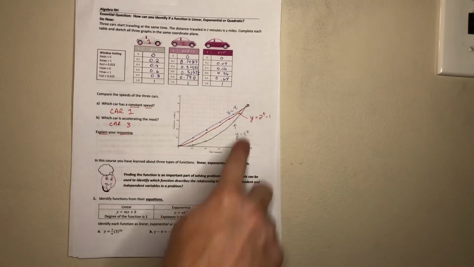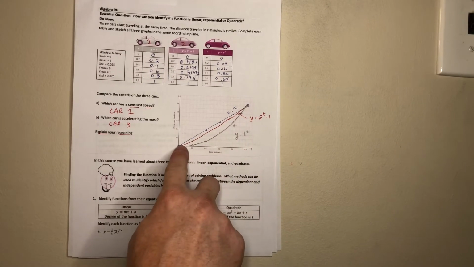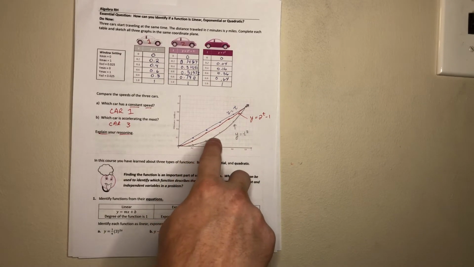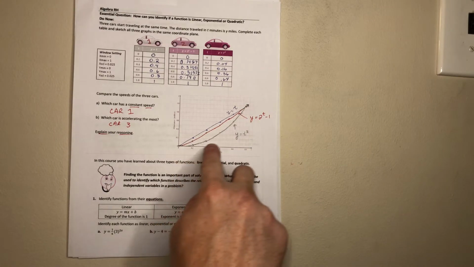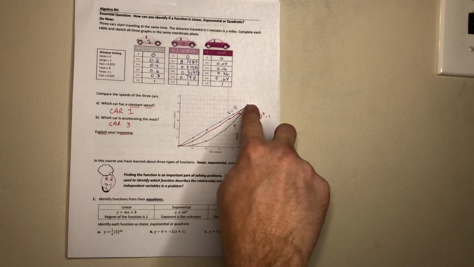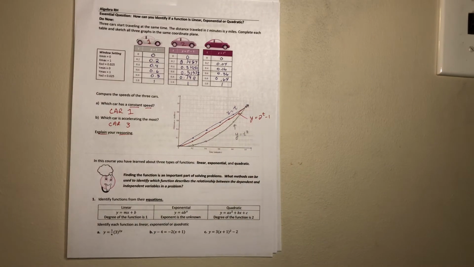Now it says explain your reasoning. The reason we know that this is accelerating the most is the fact that it was slower, slower, slower, but it caught up to the other two to make it here. So this is starting to accelerate the fastest so that it could catch up at the same spot.